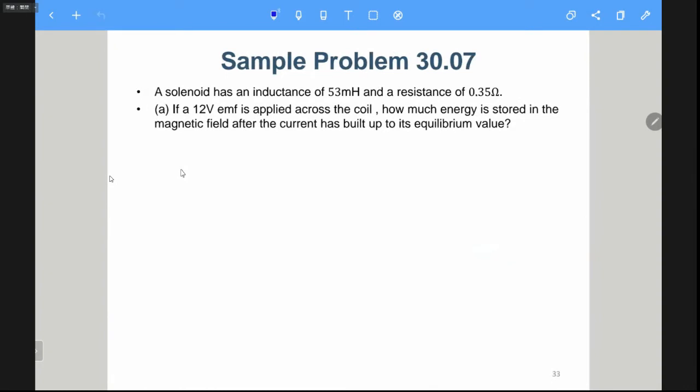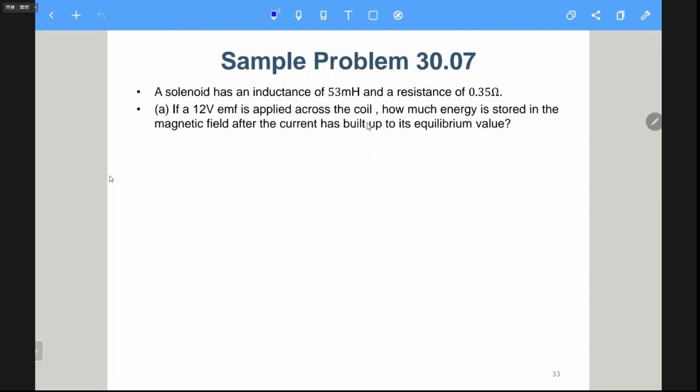Okay, so here we have another sample problem. It says a solenoid has an inductance with the same value, if a 12-volt electromotive force is applied across the coil, how much energy is stored in the magnetic field after the current has built up to its equilibrium value?